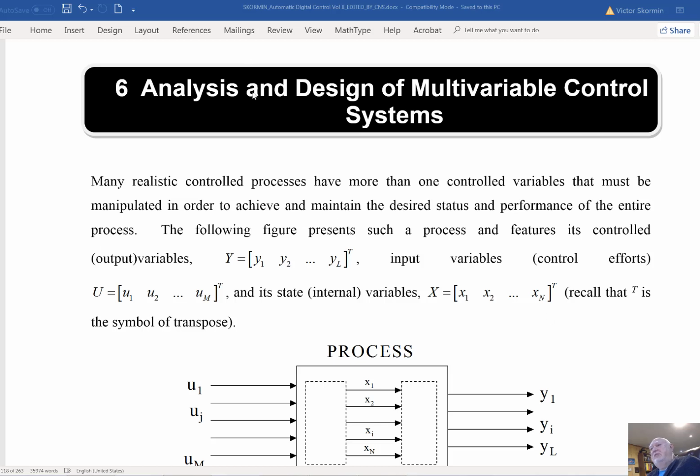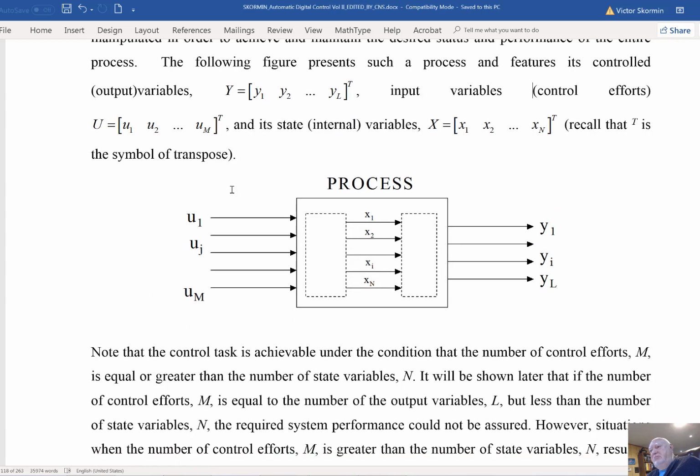This is our lecture number 12, and we will talk today about analysis and design of multi-variable control systems. The reality is this: any dynamic system, any physical process has more than one input and more than one output. In reality, the outputs or the controlled variables could be velocity and altitude of the vehicle and position of the vehicle and on and on, and temperature, of course, and on and on and on.